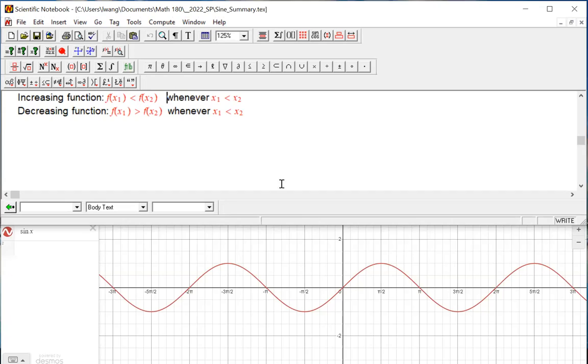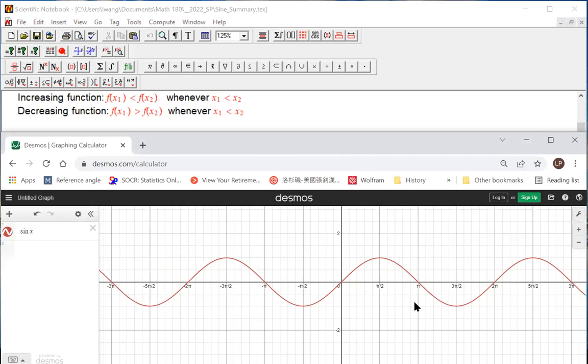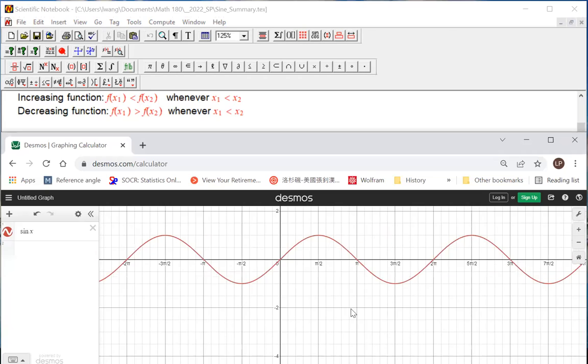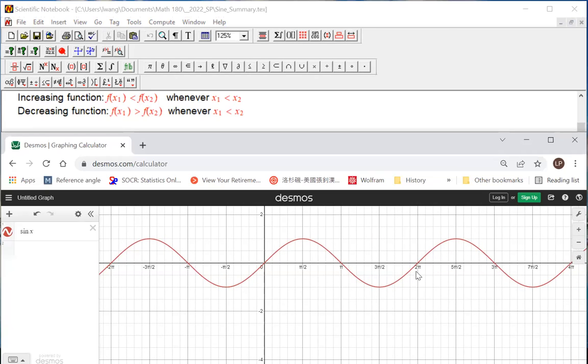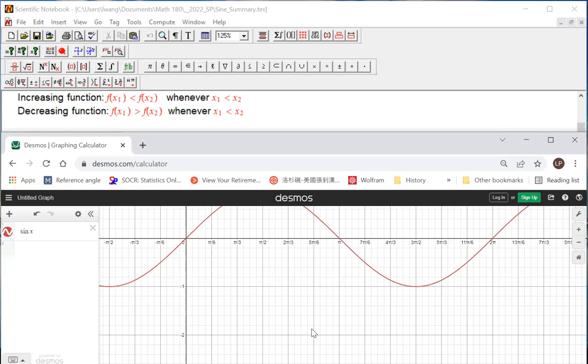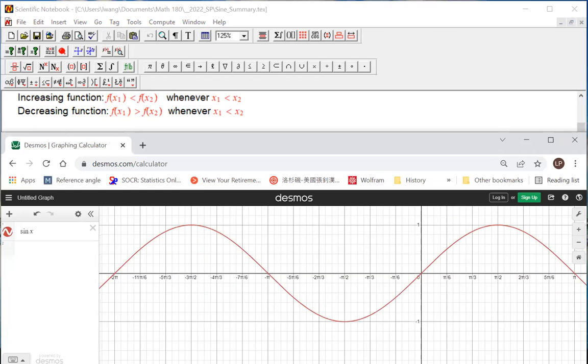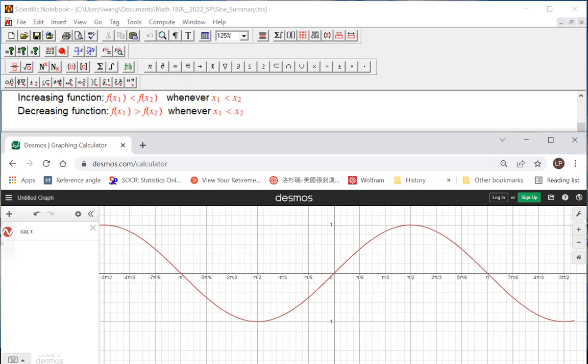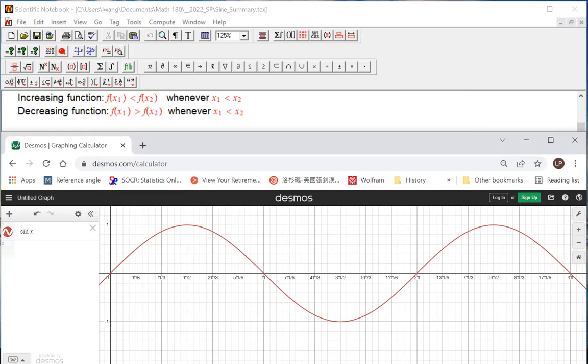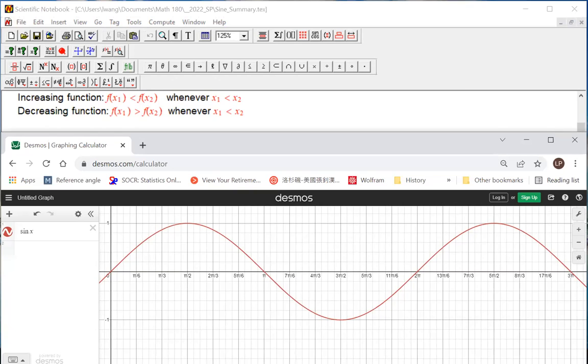So let's recap what it means on this graph. This is a picture of the sine curve. Suppose I only show you from -2 pi to +2 pi. Let me see if I can make it just a little bit larger. From 0 to 2 pi, you can see this is 0 and this goes up. So in this interval between 0 and pi over 2, it is increasing.